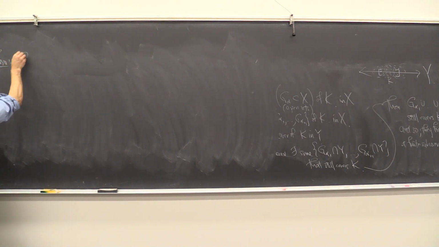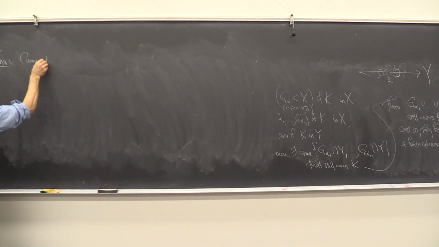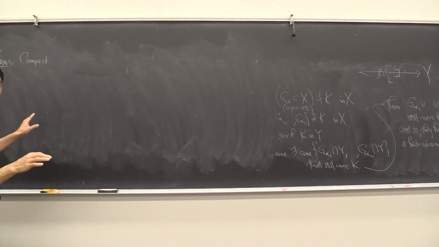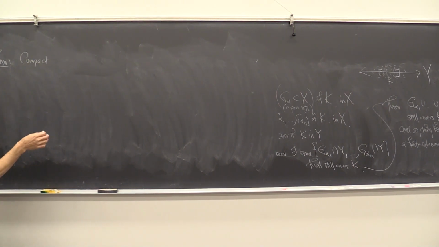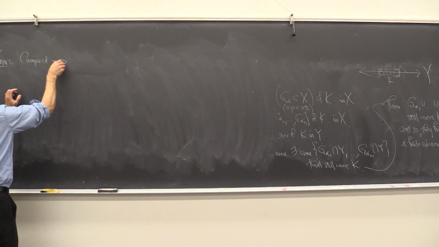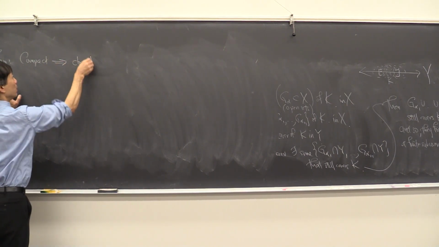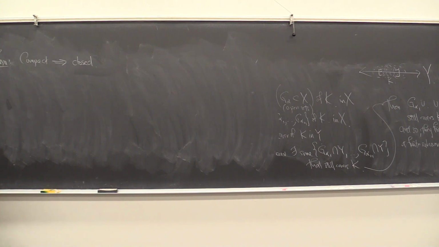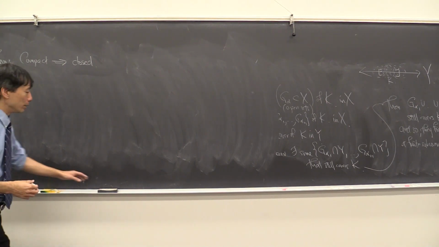So the next one is that any compact set is closed. We don't need to talk about relative compactness anymore; we'll just say compact. So this theorem is that if you're compact, then you're closed. Any compact set is going to be a closed set.